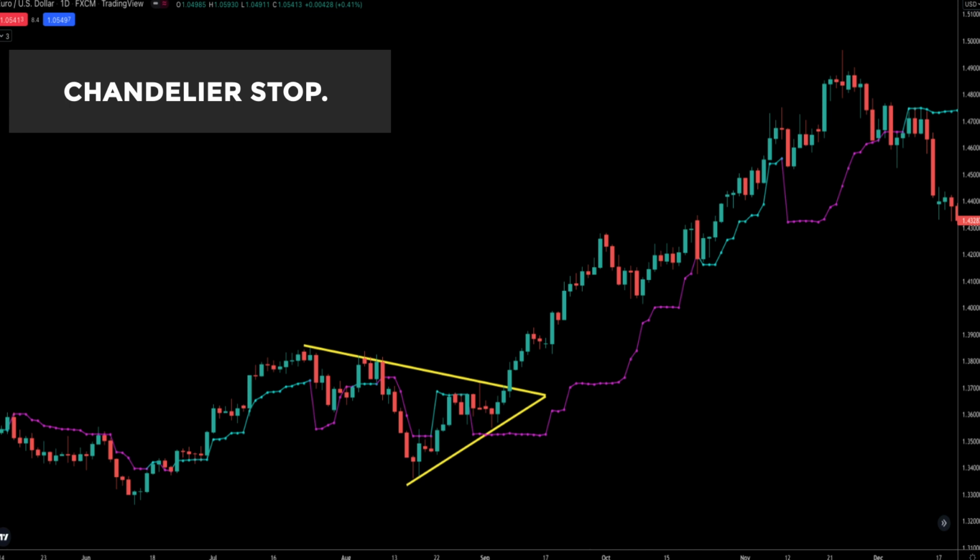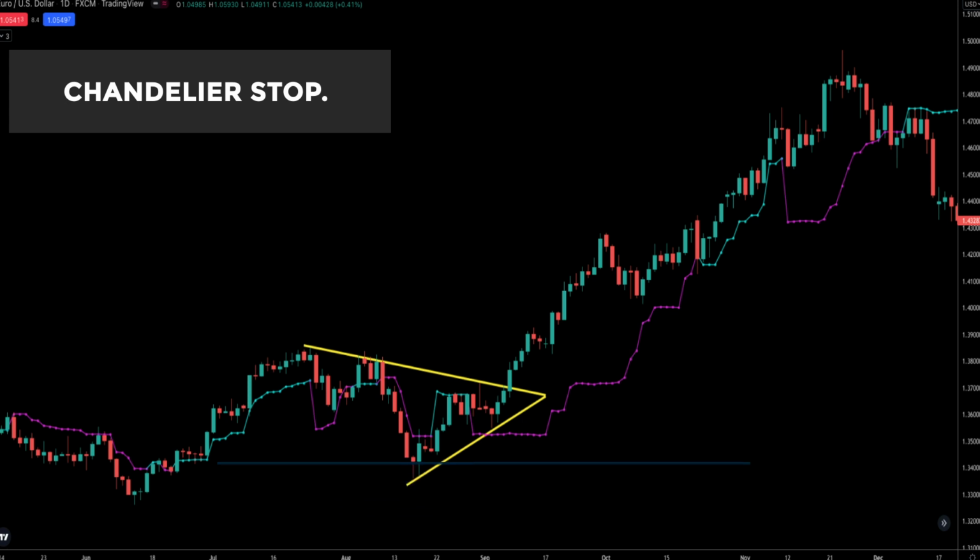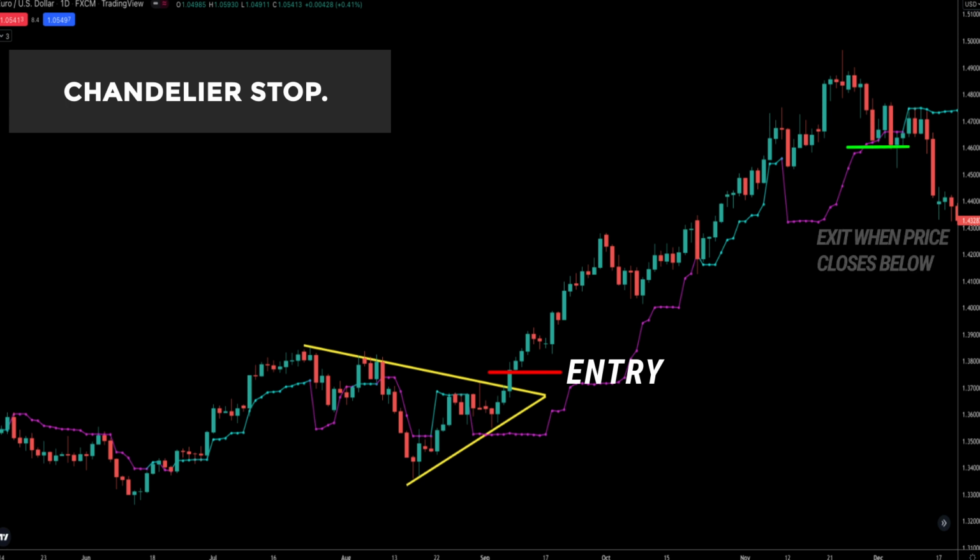But this indicator can be easily accessed on TradingView, and you have to go to settings and change the ATR multiplier value to 2. Now when price moves in your direction, move your stop loss to break even. You let your remaining positions run until price closes below the chandelier stop. Once this happens, then you close your remaining positions and take profit.